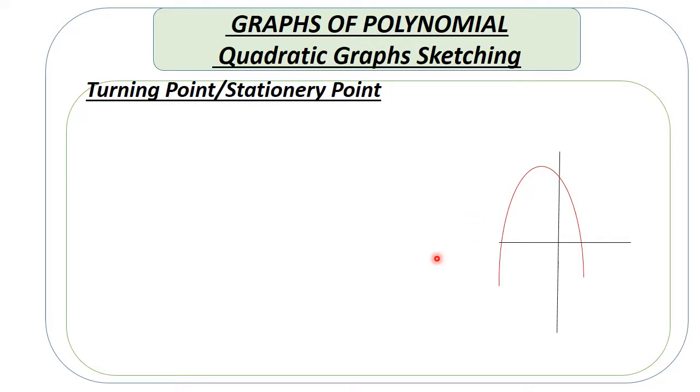So let's say this is our y-intercept here. This is the first x-intercept and this is the second x-intercept, and we know that the graph is this. How can we be sure that the shape of the graph is this?